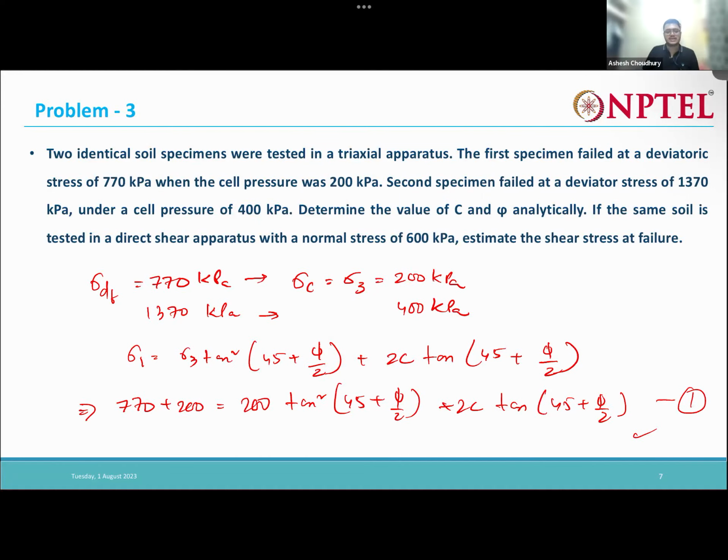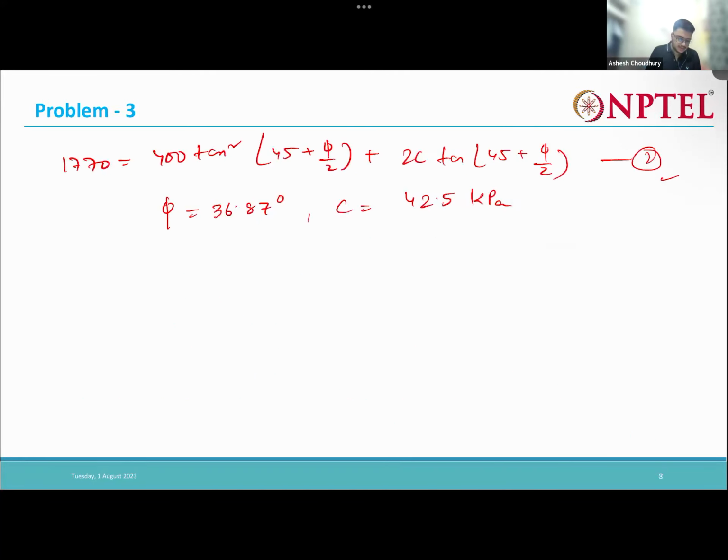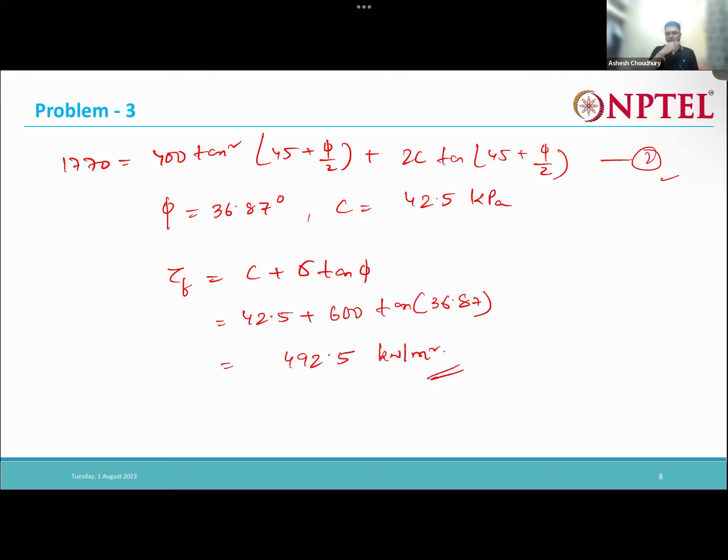Now it's written, if the same soil is tested in a direct shear apparatus with a normal stress of 600 kPa, estimate the shear stress at failure. Right. So we know C and phi, so the shear stress at failure is C, 42.5, plus sigma, which is 600, tan phi. It's given. So it is nothing but 492.5. Very simple. We are just using the same basic equation to get our answers. That's all.